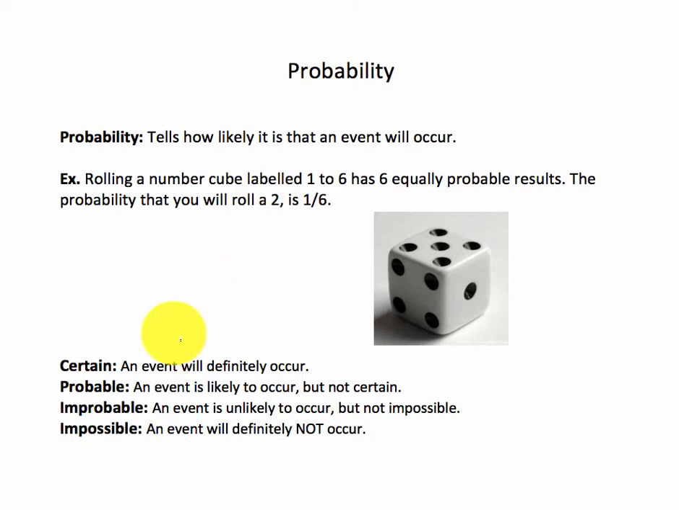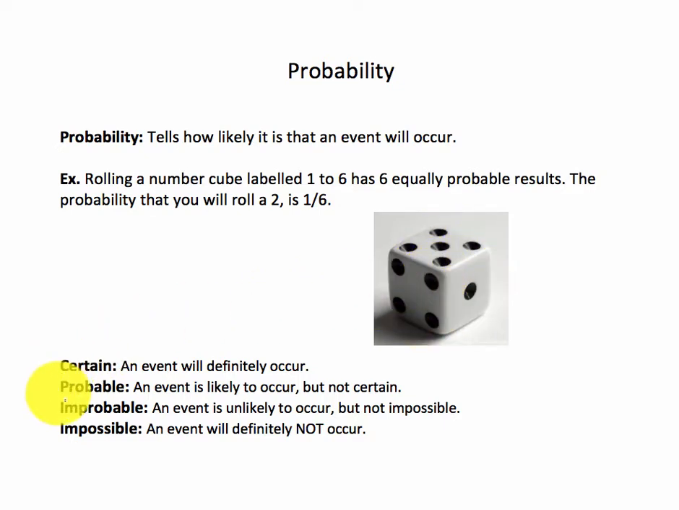Now, there are different terms here that you might hear. If the probability of something happening is certain, that means it will definitely occur. So, for example, if I said, how likely is it that the dice rolls on a number from 1 to 6? Well, that's certain because those are the only possible outcomes.